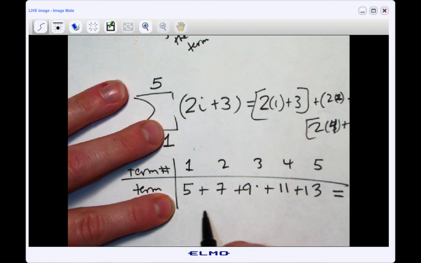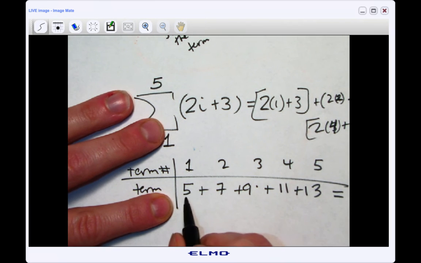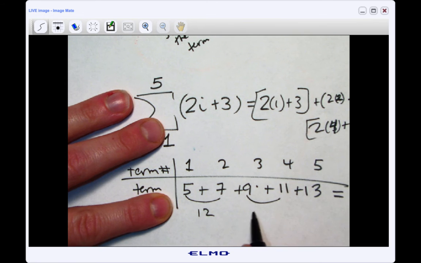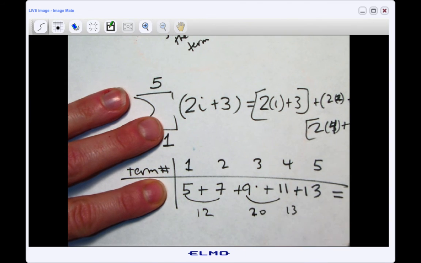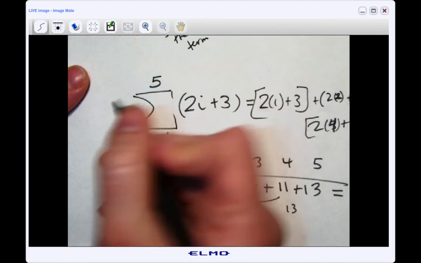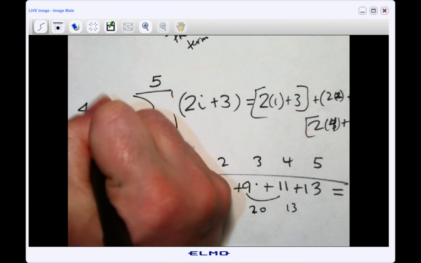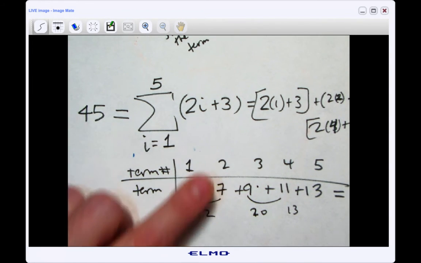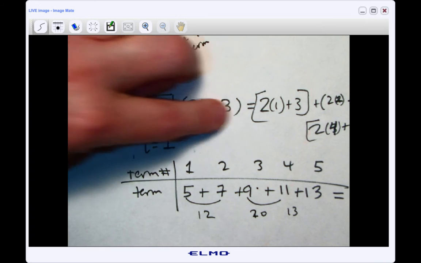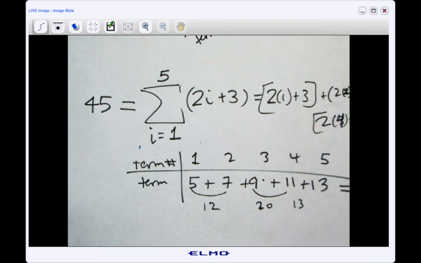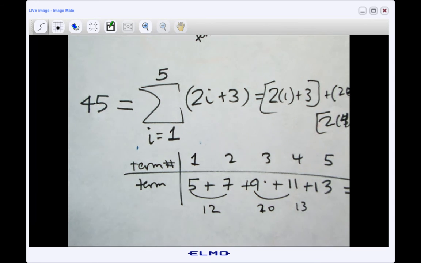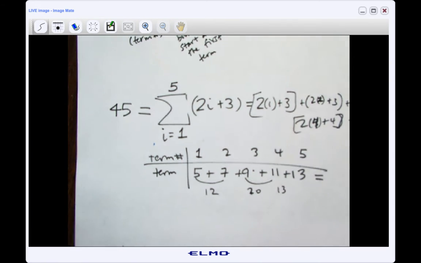So let's do that quickly. What's this? 12, and that one's 20, and 13. So this whole thing, I'll do it on this side because I ran out of space on this side, is equal to 45. This asks me, what's the value of adding up the first 5 terms of this sequence? That's not very scary once you know what it means. So let's just look at 1 or 2 more just so that we know what we're talking about.